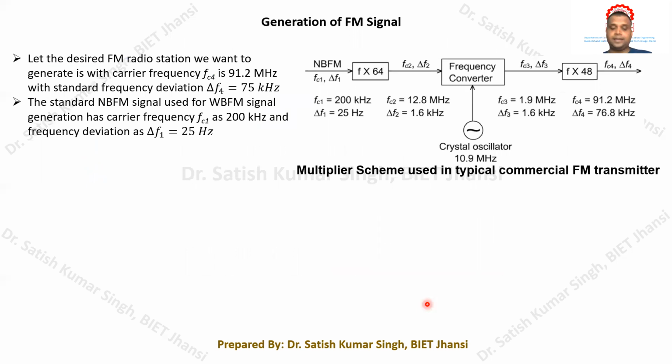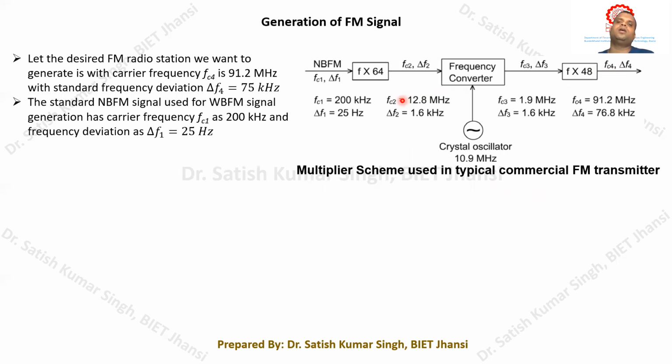As I said, in the indirect method of generation of the WBFM signal, or frequency modulated signal, we will have this type of block diagram. This block diagram is a multiplier scheme used in a typical commercial FM transmitter. In a commercial FM transmitter, we use this type of generation method, so we need to understand it one by one.